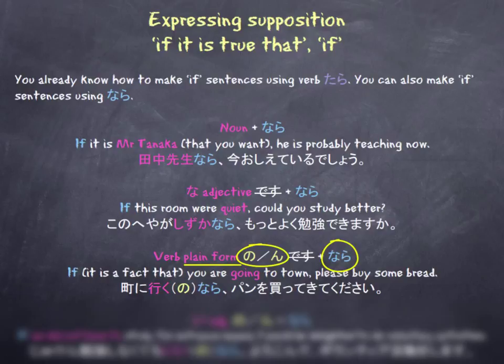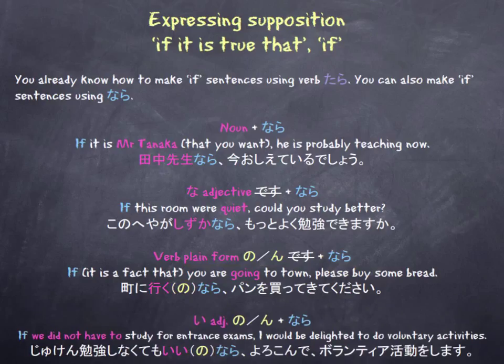For example, if you are going to town, please buy some bread. 町に行くのならパンを買ってきてください. Or 町に行くならパンを買ってきてください. So we have here our verb in its plain form, and the optional no or n can go directly after it, followed by nara.